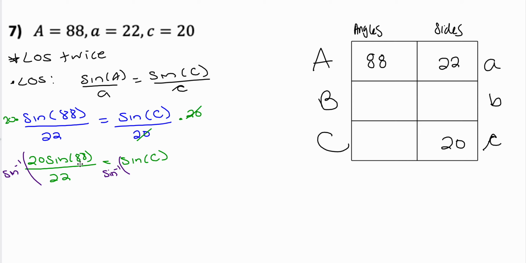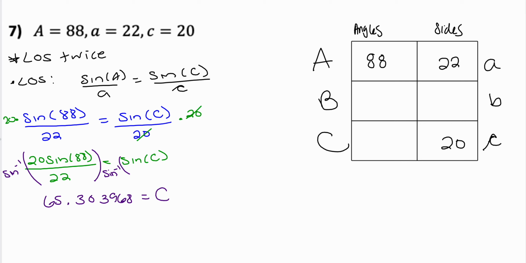I'm going to put this into a calculator, so I'm going to type in sine inverse, so that's second sine on the calculator. So sine inverse of 20 sine 88, and I need to close a little parenthesis because of that 88. Right here, I'll close that parenthesis. And then I'll divide that by the 22, but then I will make sure that I close this entire parentheses as well, because that's the end of my sine inverse. Press enter and I'll end up with 65.303968 is going to equal big C, because the sine inverse and sine are inverses of each other.